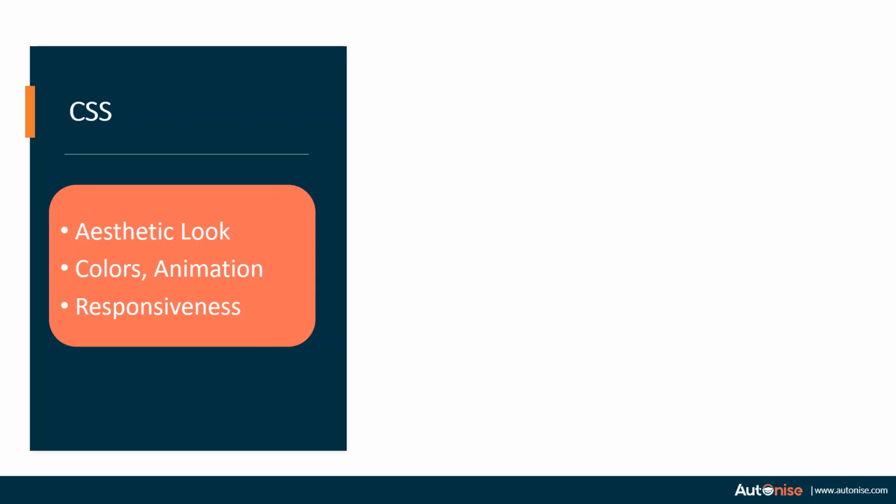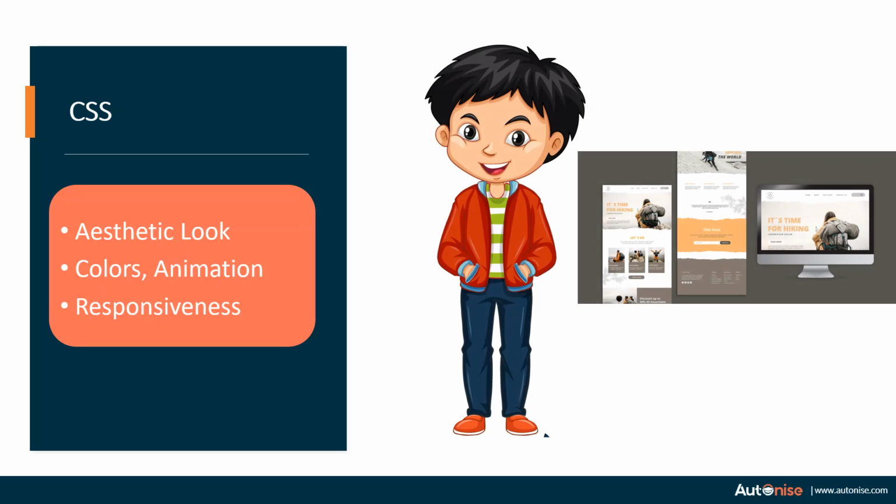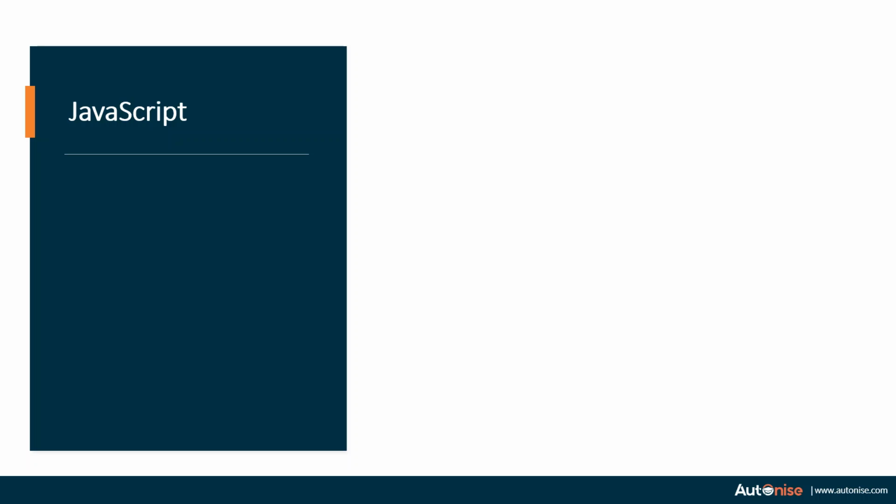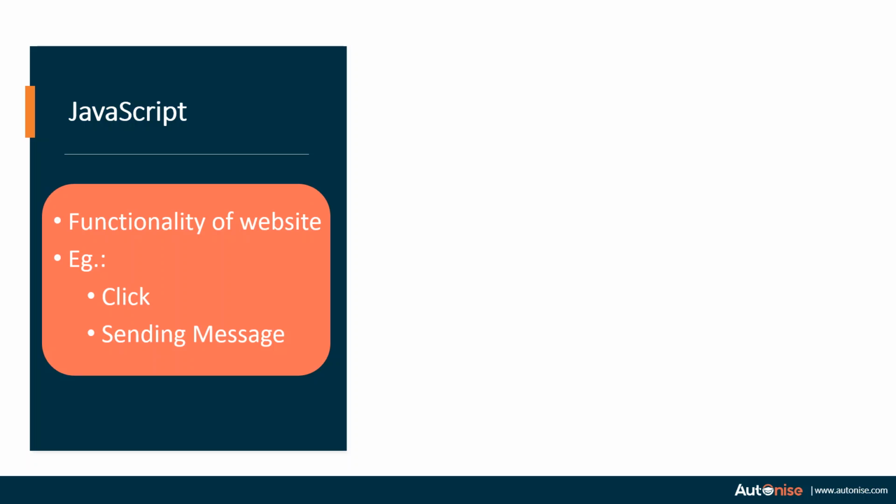Next comes the CSS. CSS decides the aesthetic look, the colors, the animation, and the responsiveness of a website. So HTML provides you with a structure, whereas CSS adds some design, the aesthetic look, and makes the website responsive. Then there is the JavaScript. JavaScript determines the functionality of a website. For example, when you click a button, you want some action to happen. Maybe you want to pay or go to a next page. That logic is determined by JavaScript. When you send a message, you get back a response, and that too comes inside JavaScript.